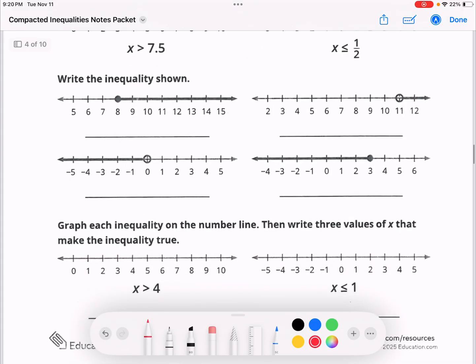We can do the inverse of that, where they give us a graph, and then it's our turn to write it. So I always start with my variable x. I can see that it's a closed circle at 8, so I know my number is going to be 8, and it's shading towards numbers that are bigger. So x is going to be greater than or equal to 8.